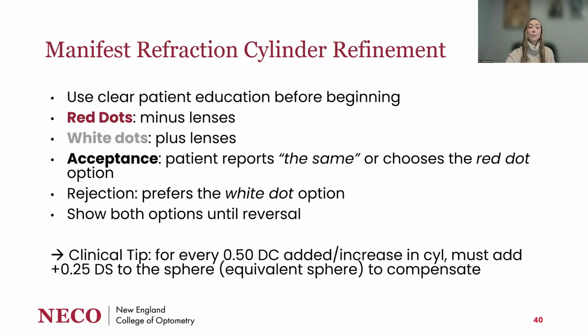Acceptance for the patient is when they report that both options look the same or that the red dot option is more clear. Rejection of power is when the patient prefers the white dot option, in which you would remove more power. You'll show them both options until the patient reports they look the same or until they continue with reversal between two options. One clinical tip is that for every 0.5 diopters of cylinder that you add, you must remember to add plus 0.25 to your sphere power to compensate.